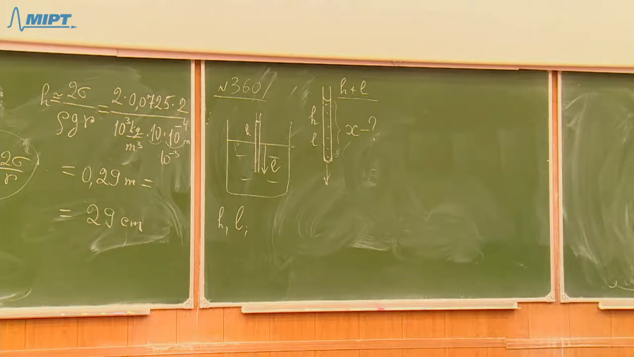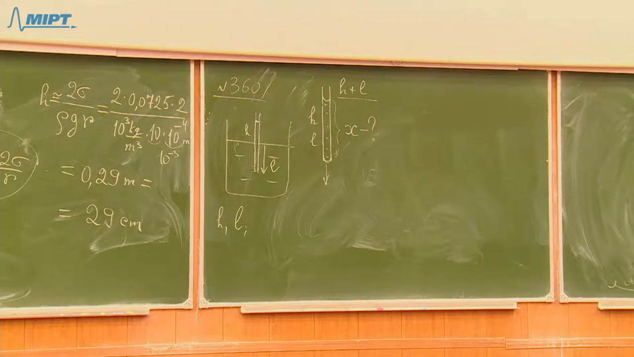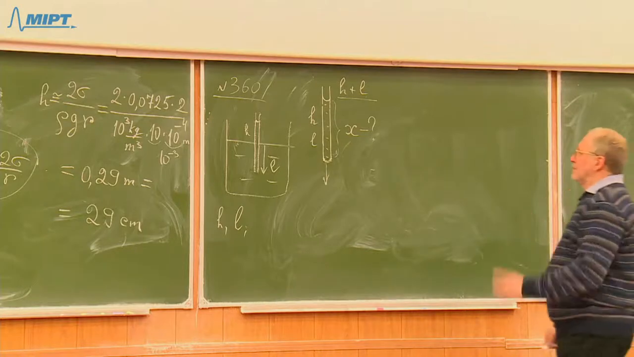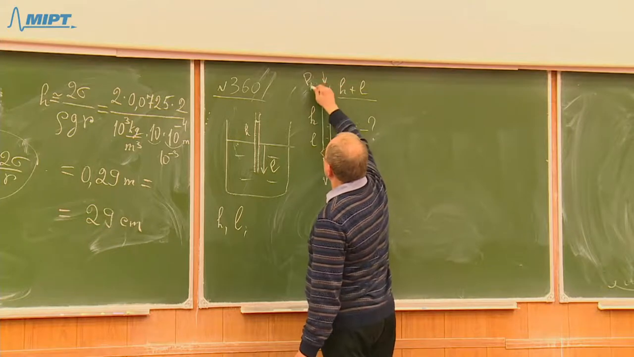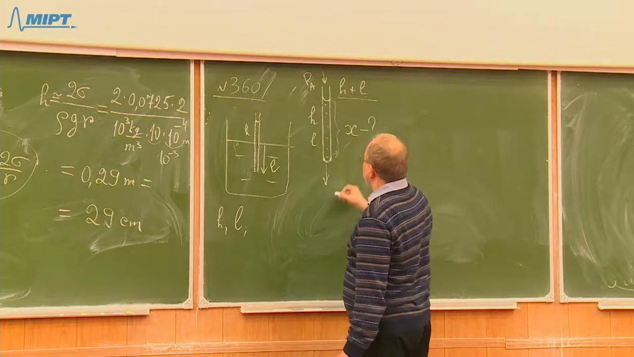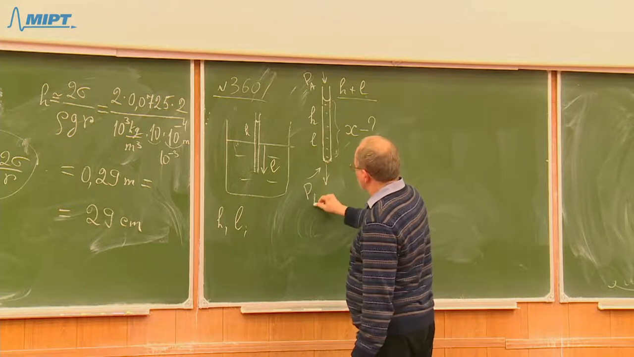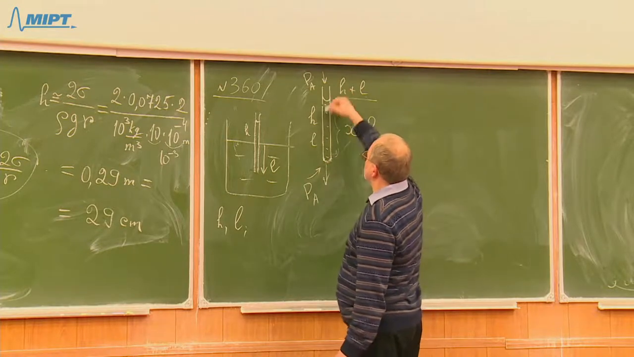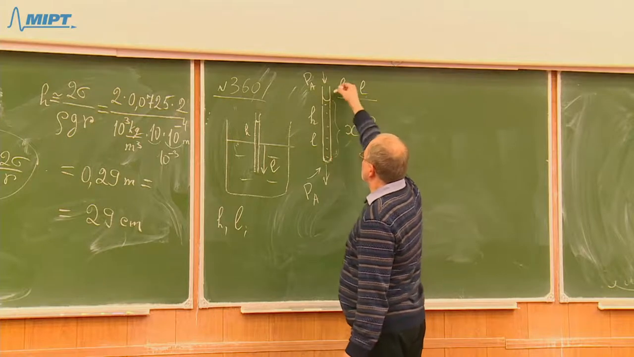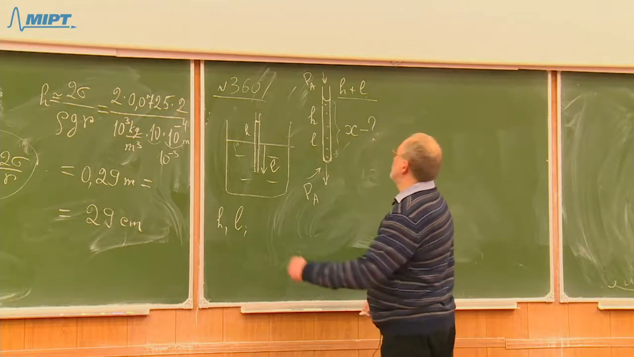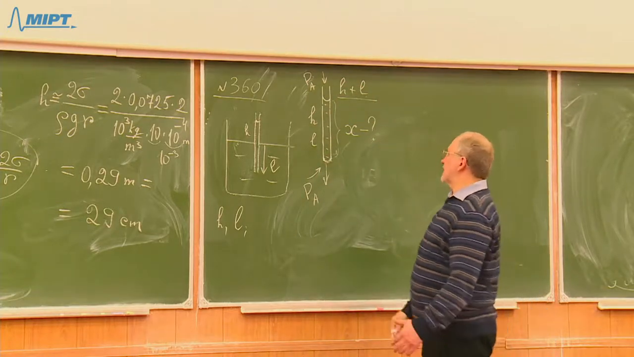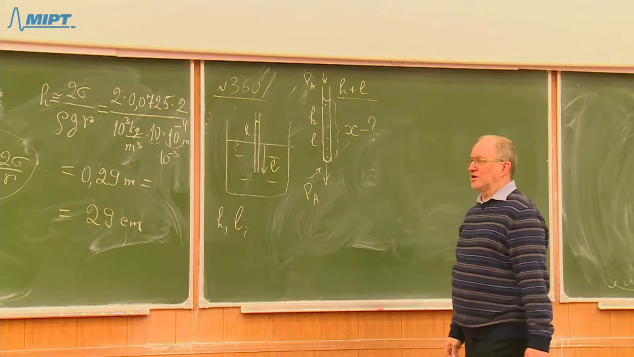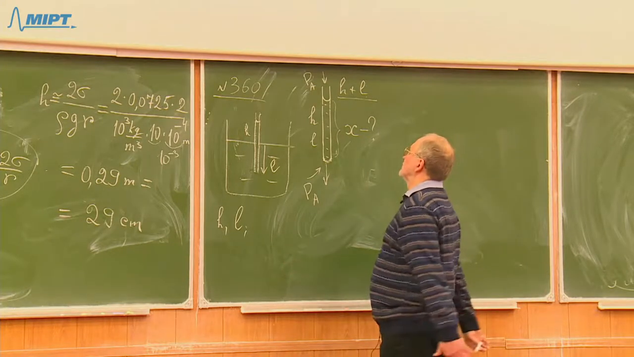First of all, we have to note that the atmospheric pressure acting here on this surface and the atmospheric pressure acting here on this surface is the same. The two pressures are the same, acting from above and acting from below. So these two atmospheric pressures, as they are the same, will balance each other, and we may not consider the influence of the atmosphere.